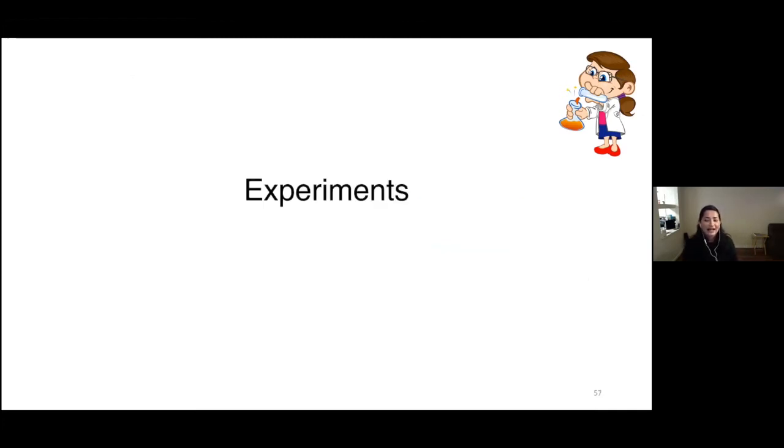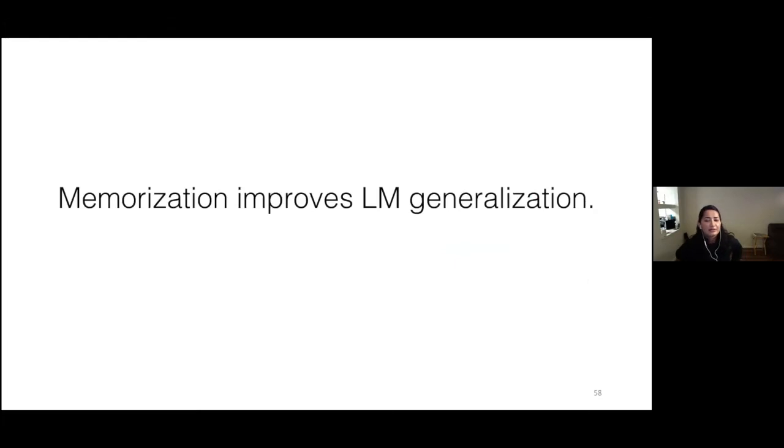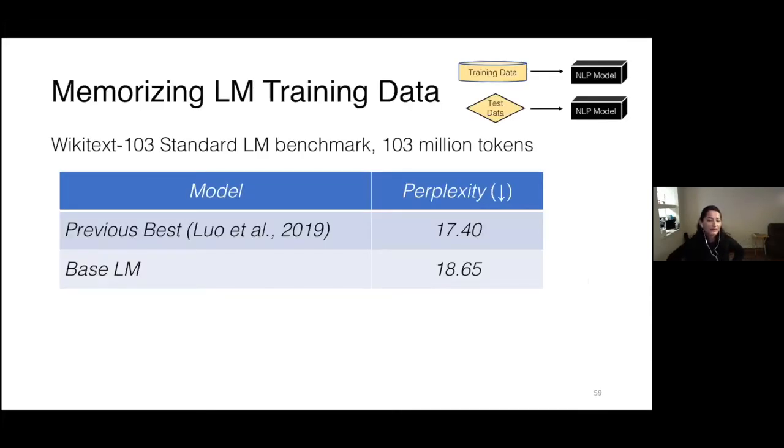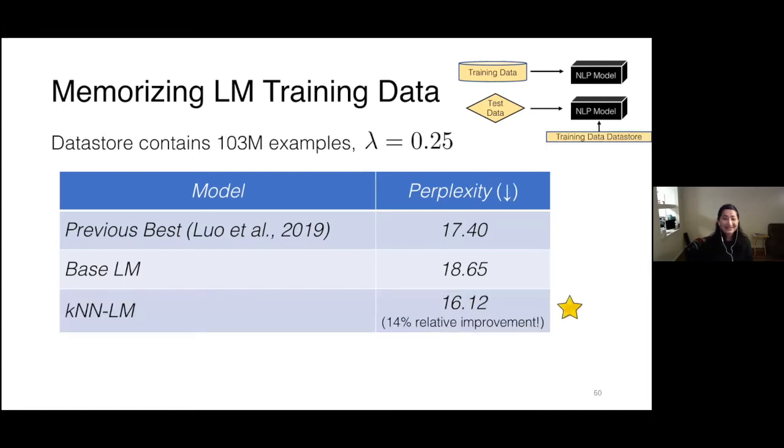Okay, now let's see how effective our model is. So the first experiment is designed to test whether KNN-LM improves generalization at all. And for this, we use the Wikitext-103 data, which is a standard language modeling benchmark. It's 103 million tokens. And the state-of-the-art perplexity at the time, using only the training data provided, was 17.4. And our base LM is a bit worse at 18.65. But providing the base LM with the nearest neighbors data store that contains only the training data provided improves perplexity to 16.12, which was also the new state of the art at the time.